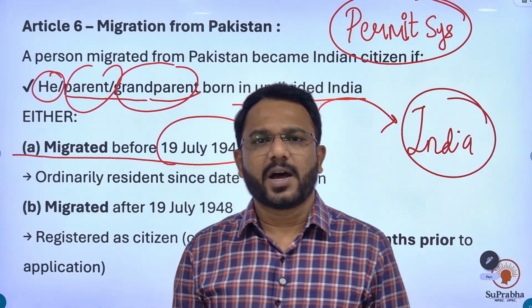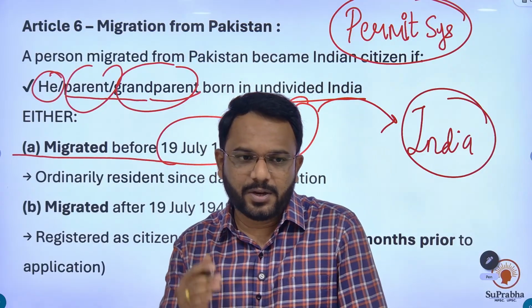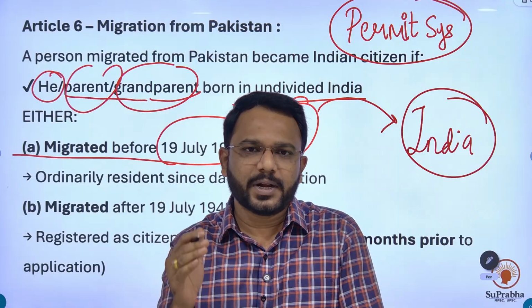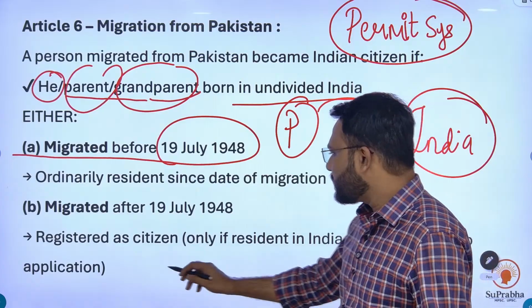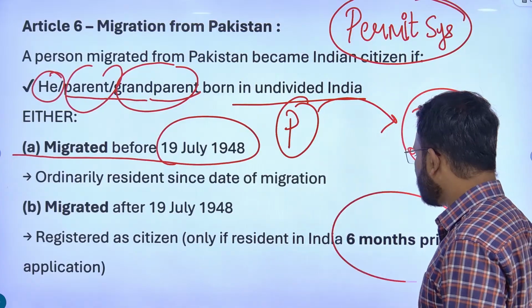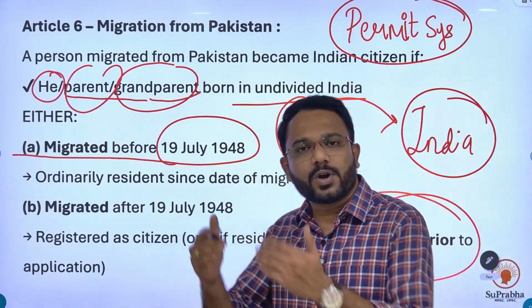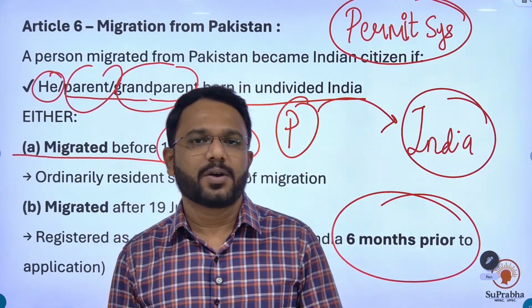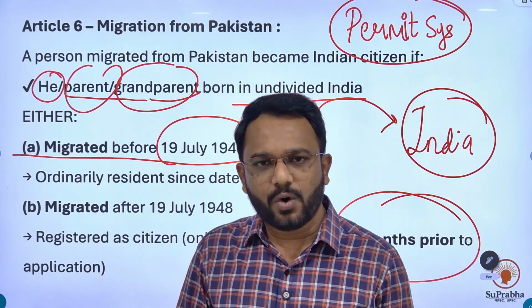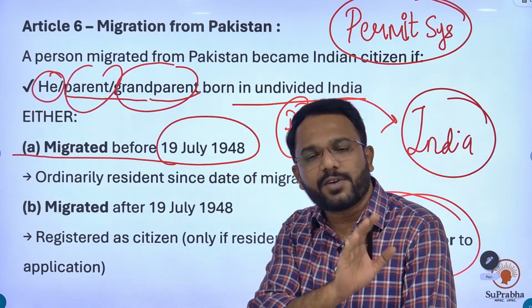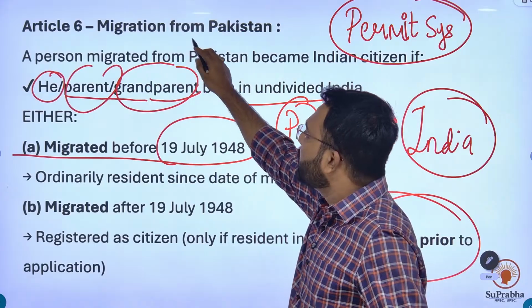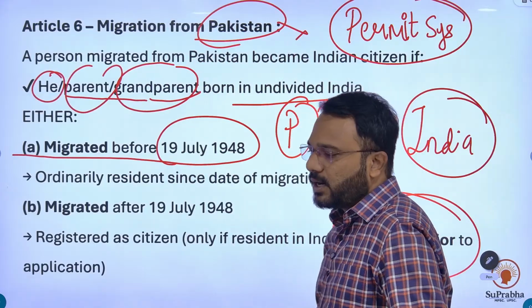After getting that permit, you won't get citizenship immediately. You have to reside for 6 months before applying for citizenship of India. I hope you have understood this article, which is related to the individuals who migrated from Pakistan to India.